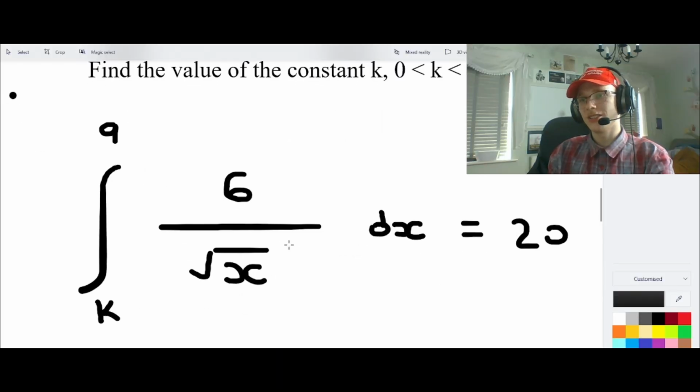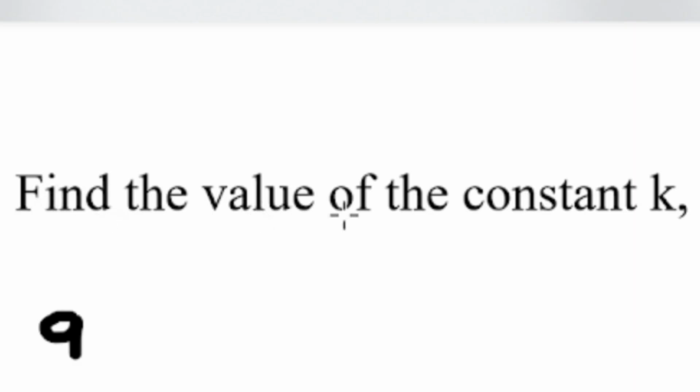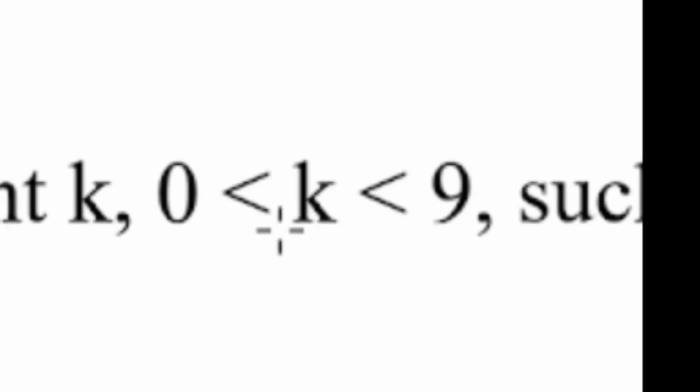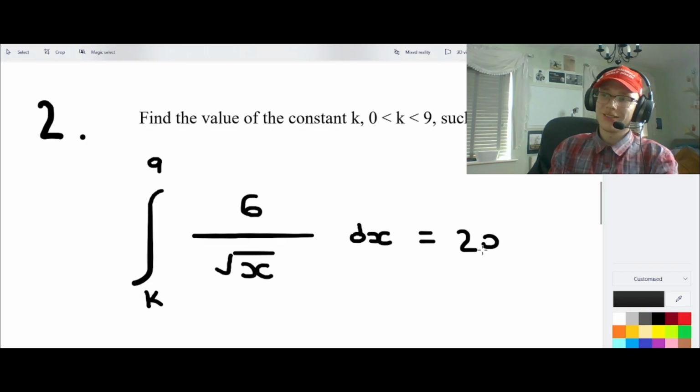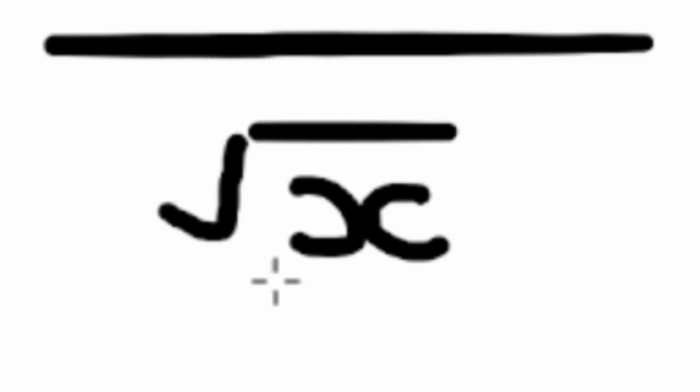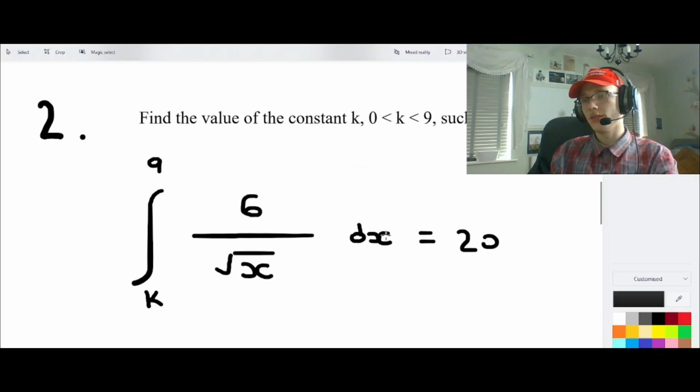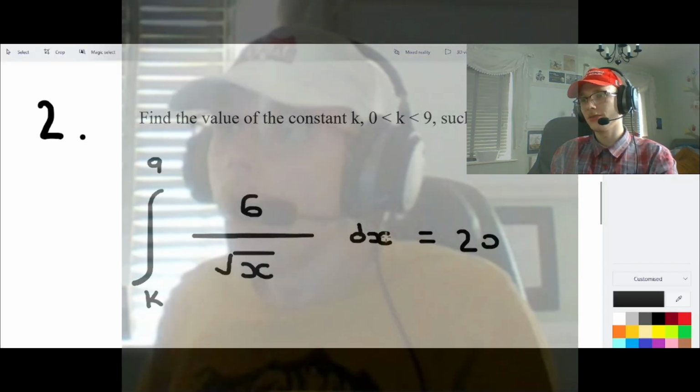So the question simply says here, find the value of the constant k, where 0 is less than k which is less than 9, such that this is true. Now it's important to know that it equals 20 and your limits are 9 and k, and it's 6 over root x with respect to x. But first we have to play around with the numbers a bit.